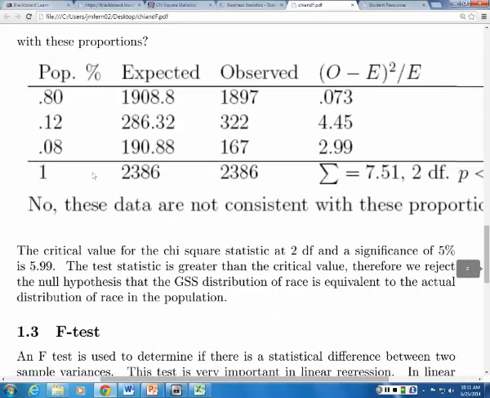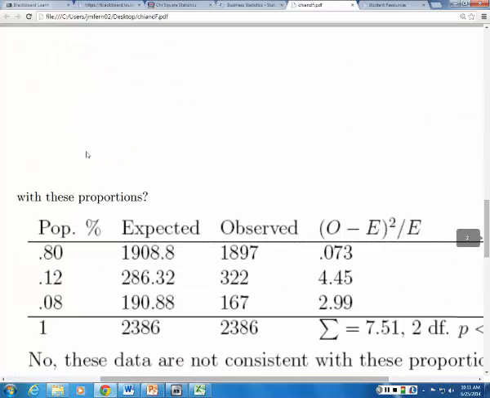So this is our expectation. In other words, if we were to go off and ask 2,386 people what their races were, we would expect, if they followed the population, that about 1,908 of them would be white, another 286 of them would be black, and another 190 would be something other than those two. Okay, that's what we would expect.